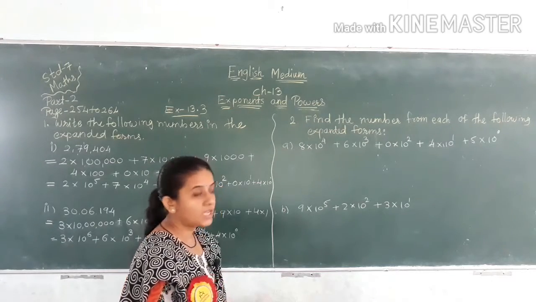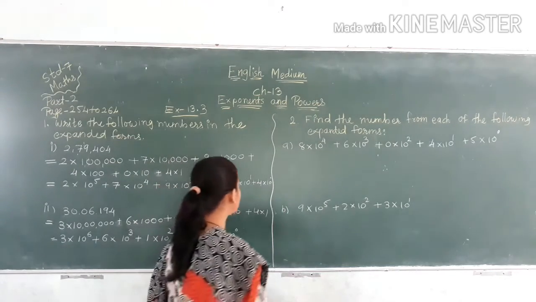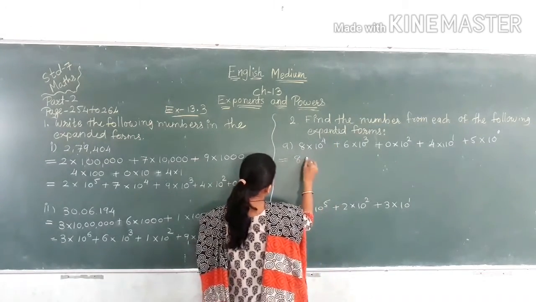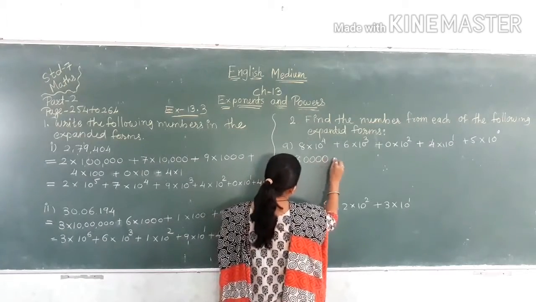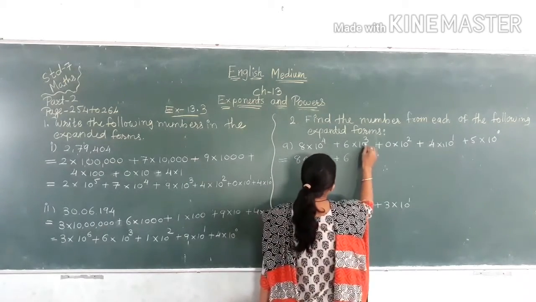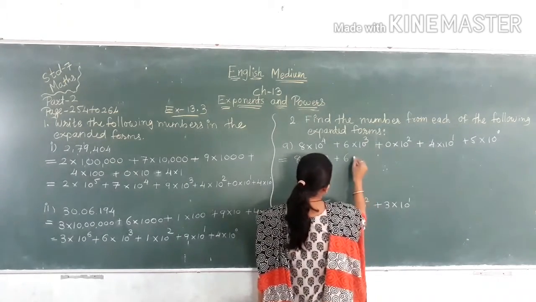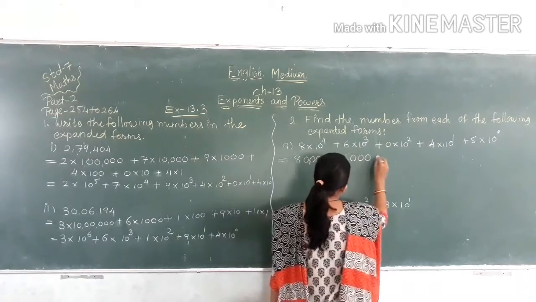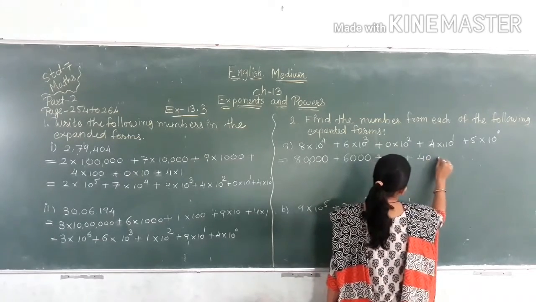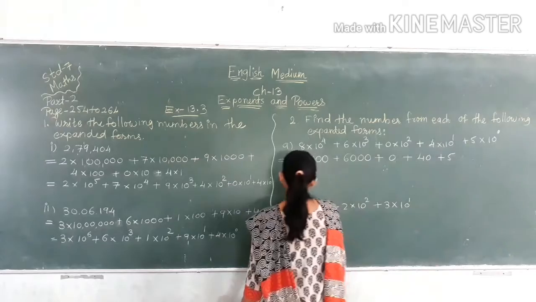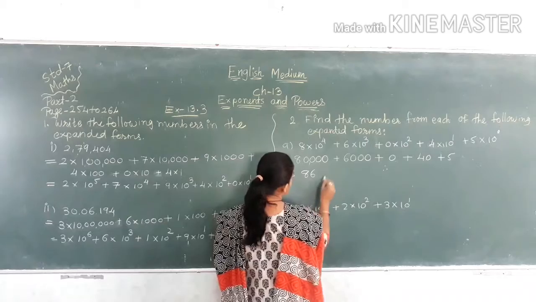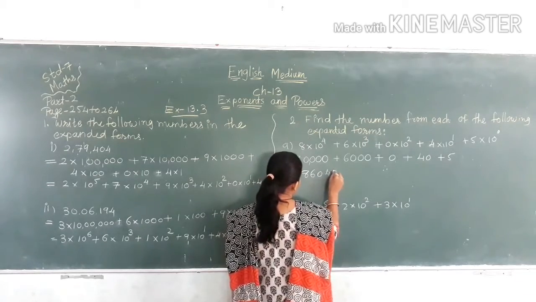Now next question. Find the number from each of the following expanded forms. So 8 multiplied by 10 raised to 4, that makes 80,000. Then 6 multiplied by 10 raised to the power 3, plus 0, plus 4 tens are 40, plus here 5. Then it makes 86,045.